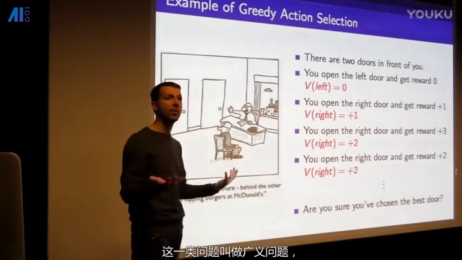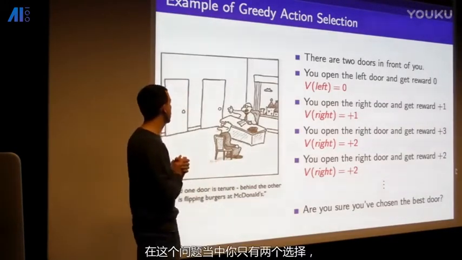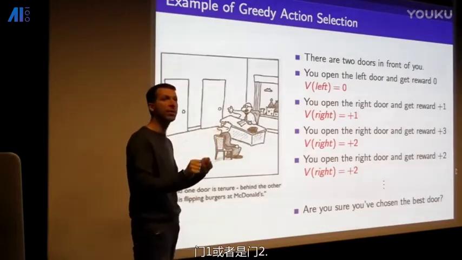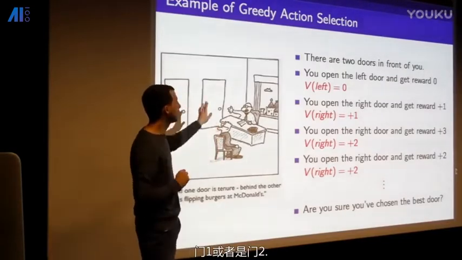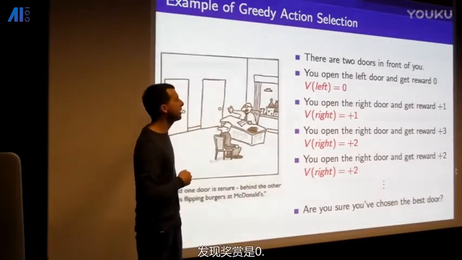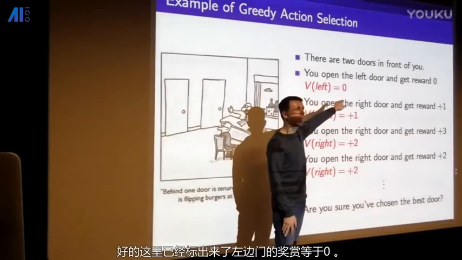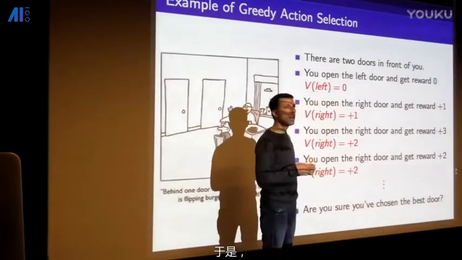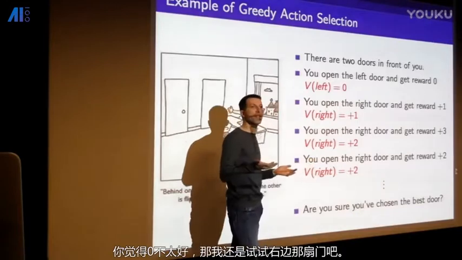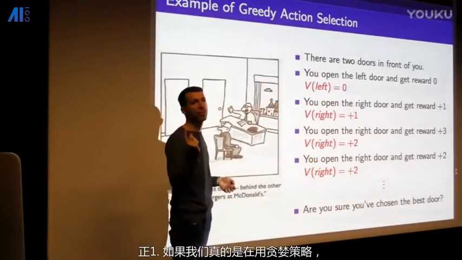This is called a bandit problem. We'll see more examples of this in a subsequent lecture when we focus really on exploration. But it's a bandit problem. You've got two choices, door 1 or door 2. So what happens now? If you open the left door and you see a reward of 0, okay? So you get this reward of 0 for going through the left door. So now think, okay, 0 wasn't so great, maybe I'll try the right door. So you open the right door and you get a reward of +1.